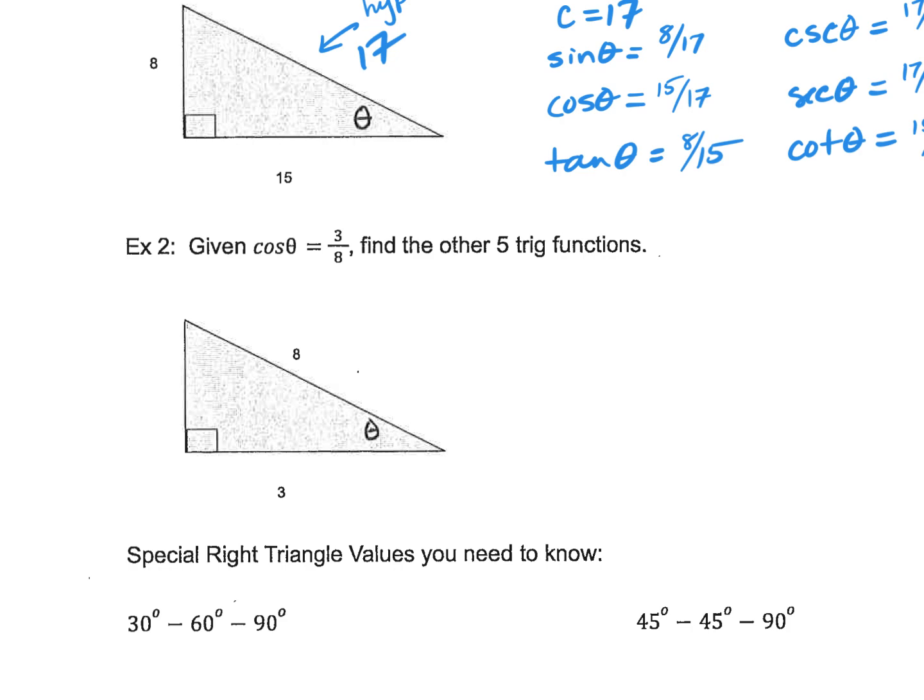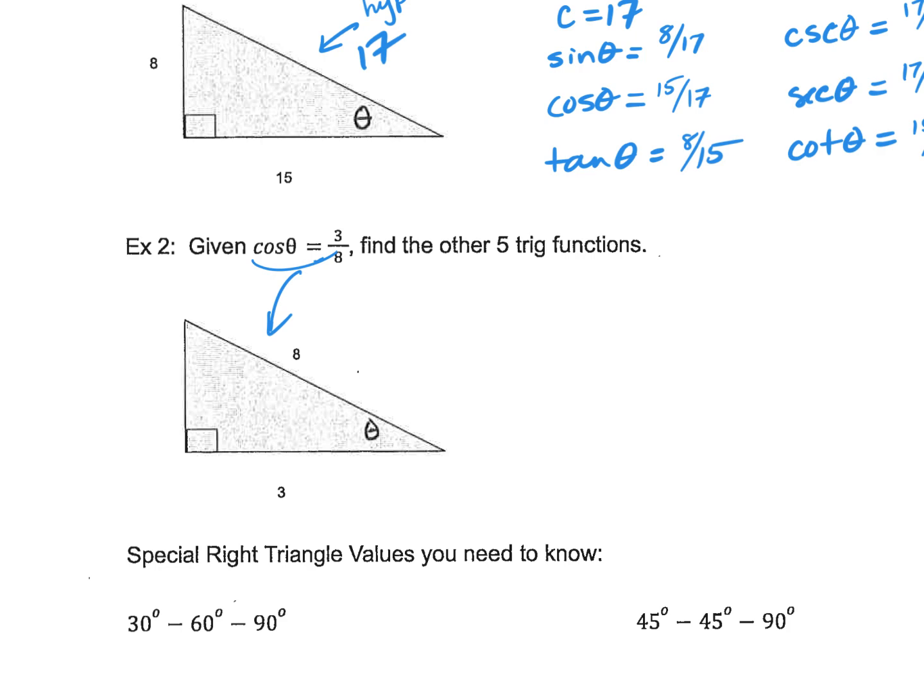All right, so now let's move on to something tougher. It says given cosine is 3/8, find the other five trig functions. So it gave us cosine. Notice the first thing I did. I said, okay, cosine is 3/8, so I drew a triangle. If I hadn't given you a triangle, which they won't give you on like the ACT, then you're going to need to draw your own, aren't you?